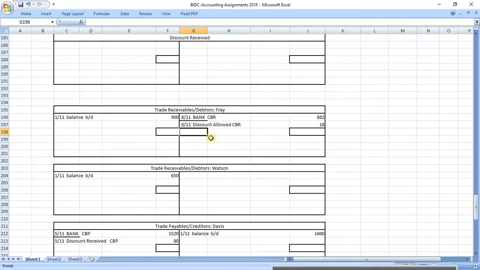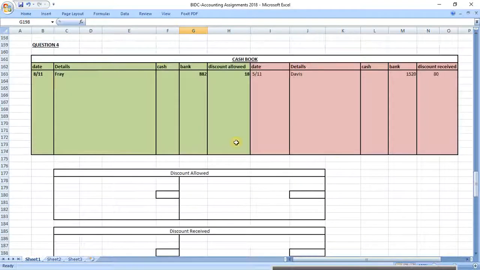That's the cash sale. That is a receipt, so it's sales. I would say cash sales because it's different to Frey or the other person. What date was this? Cash sales on the 14th. So 14/11 cash sales. Because it's cash, I'm going to use the cash column. How much? 1420. And there was sales later on.